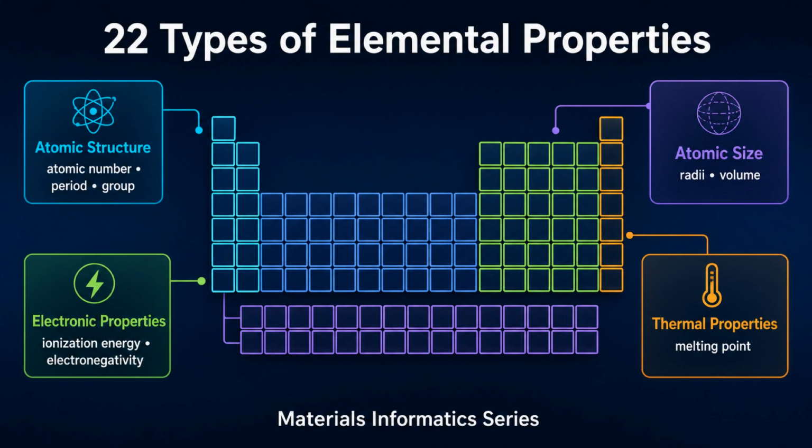Composition-based features utilize elemental periodic table databases with 22 types of properties. These are grouped into categories: atomic structure properties like atomic number, period, and group, atomic size properties like atomic radius and ionic radius, electronic properties like ionization energy and electronegativity, and thermal properties like melting point and density. Each property has materials science significance.